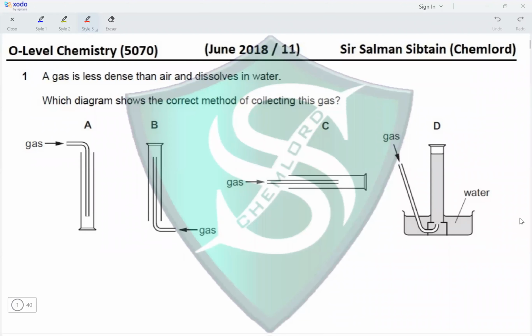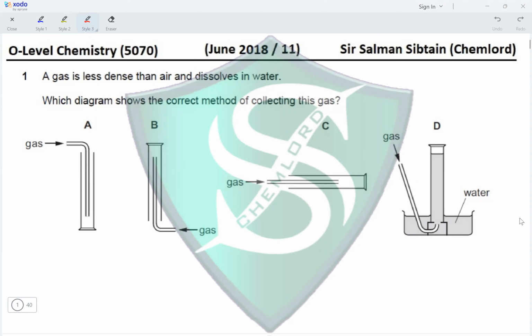Hi guys, this is O-level chemistry, paper 11, June 2018, question 1. A gas is less dense than air and dissolves in water. Which diagram shows the correct method of collecting this gas?